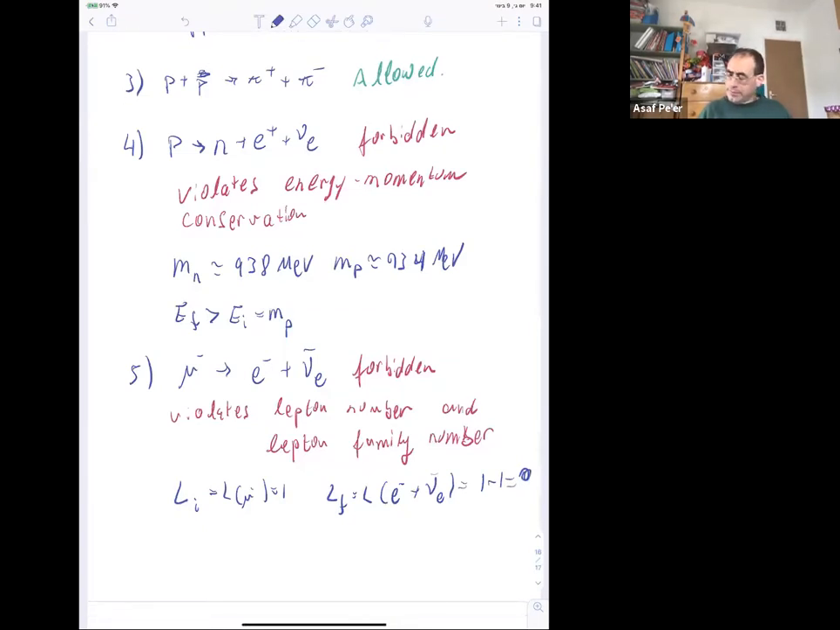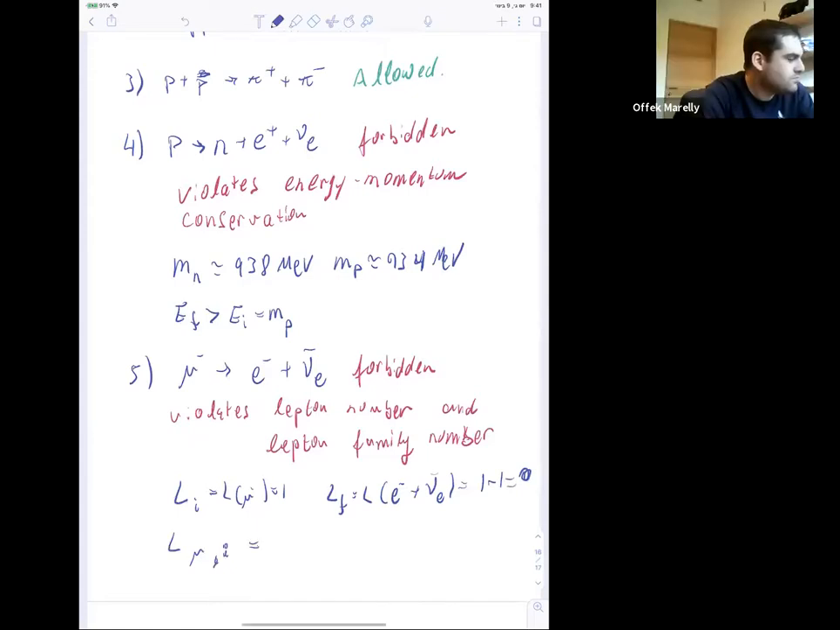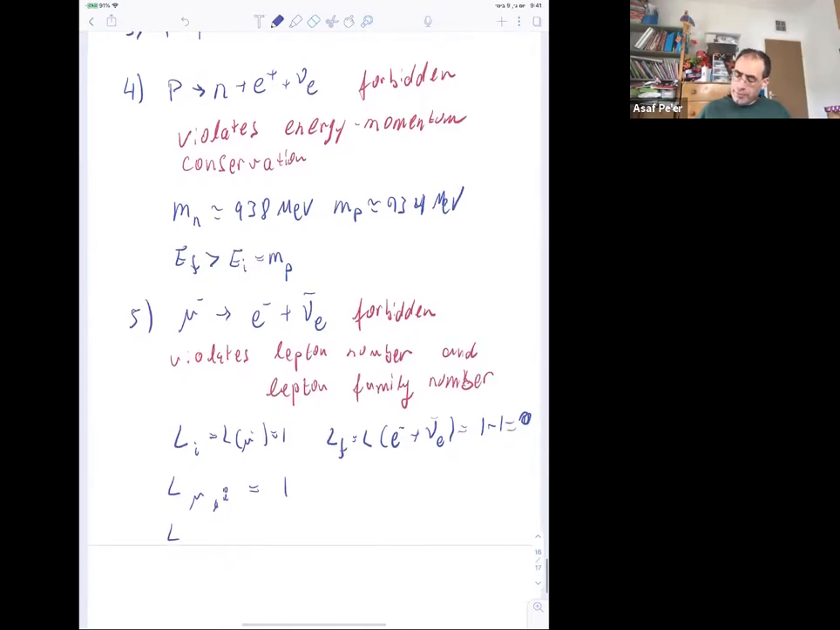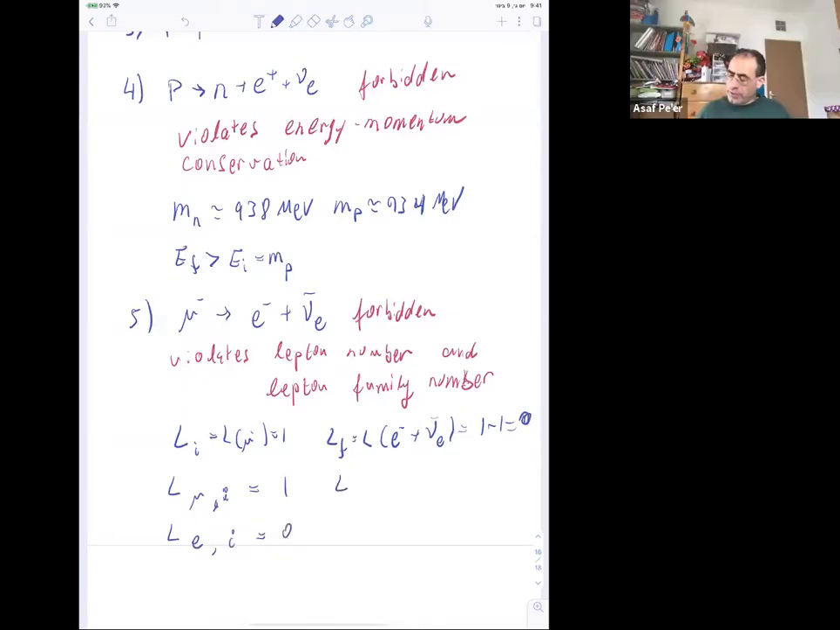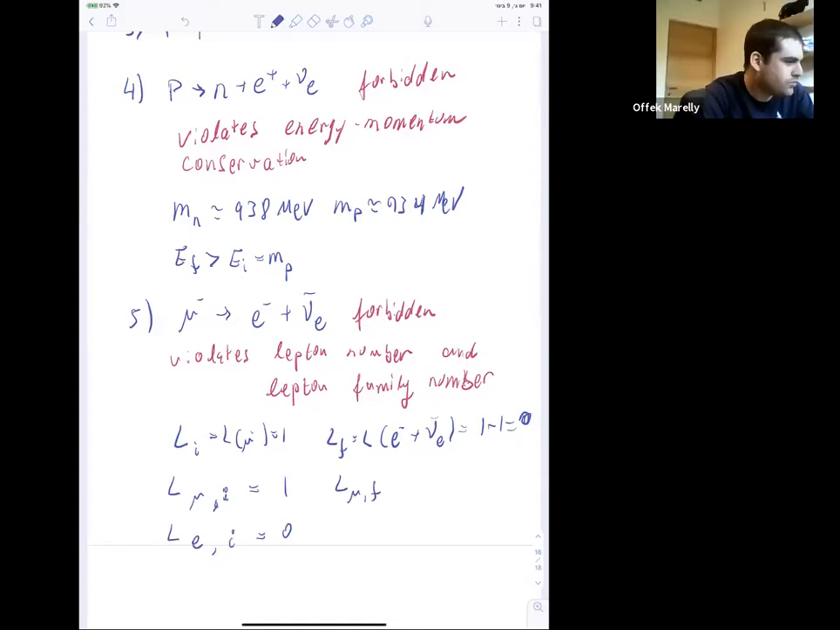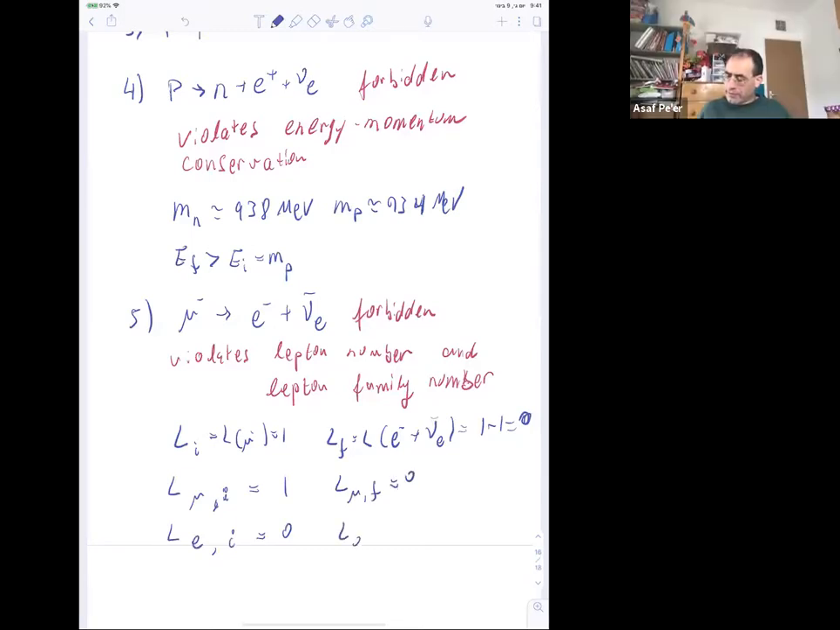Also, what is the muon number initially? The family number of the muon. So L muon initially is 1. We have 1 muon. What is the electron family number initially? 0. What is the muon number in the final state? 0, there are no muons. What is the electron number in the final state? 0. We have 1 electron, but 1 antineutrino, so it's 1 minus 1, so it's 0. So the electron family number is actually conserved, but the muon family number is not conserved.